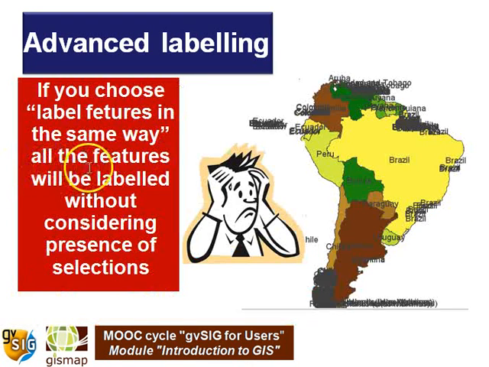Then I can have some problems. Let's say if I choose label features in the same way, all the features will be labeled, so without considering the presence of selection, and they can cause some problems. So let's see how we can solve these problems, because this is not very nice to be seen.